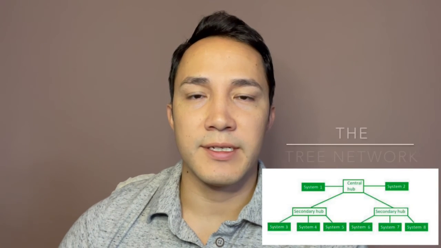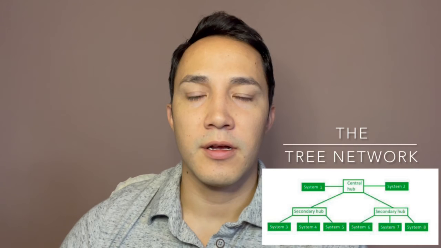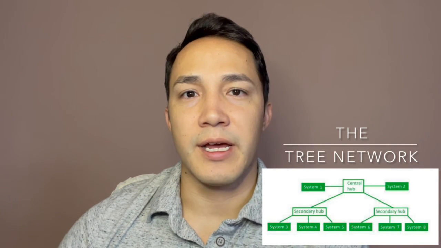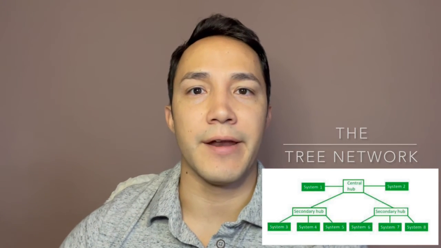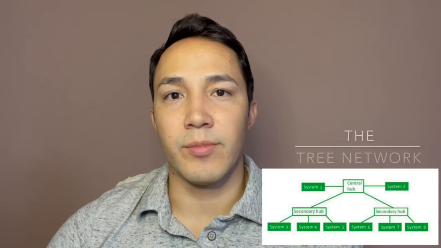The next network topology we'll go over is called the tree topology. This one is a variant of the star network, but this tree topology has a hierarchy flow of data, and its accessibility for troubleshooting as well.